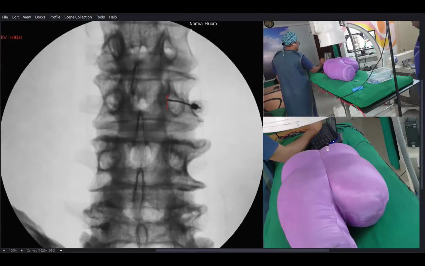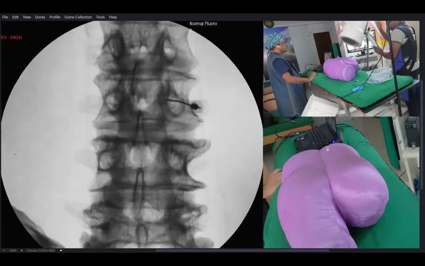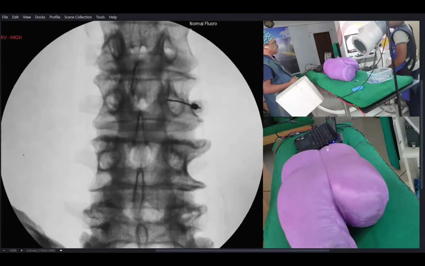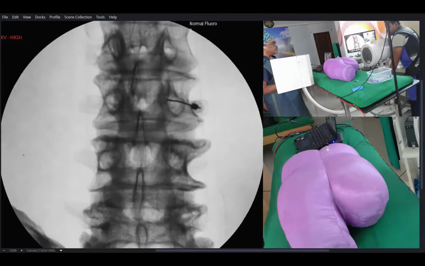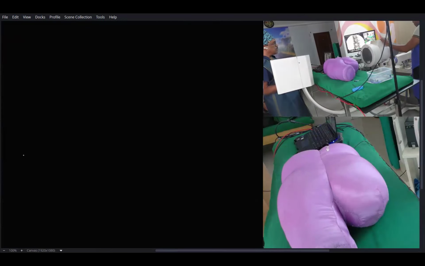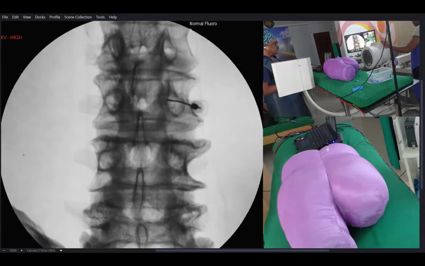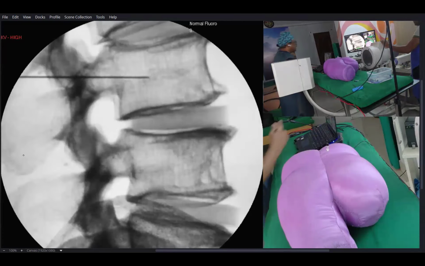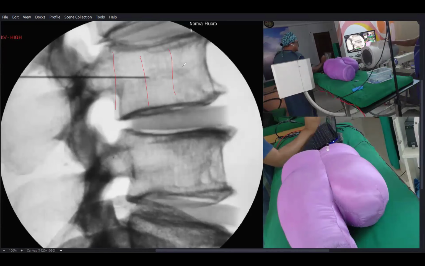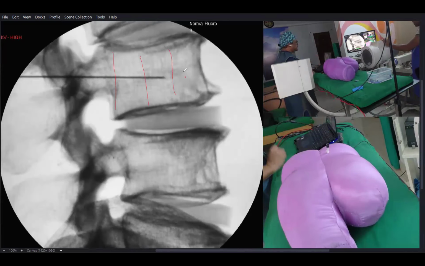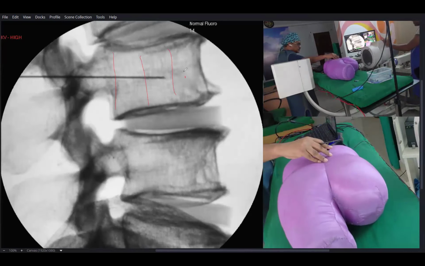So how much should I go? If you're dividing the vertebral body in the lateral view into 3 areas, your needle should be going to the anterior third, or some say anterior fourth. So if you are dividing this vertebral body into the middle and anterior, my needle should be coming here. Still a little more picture.